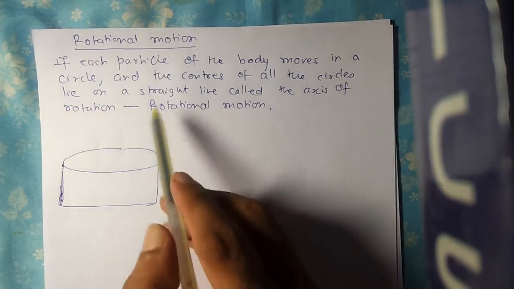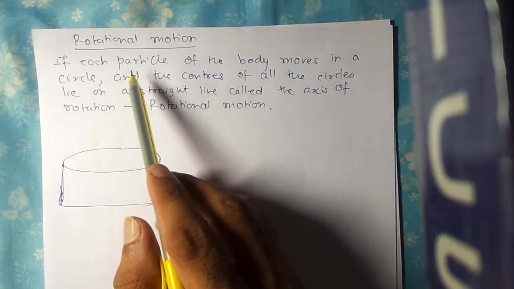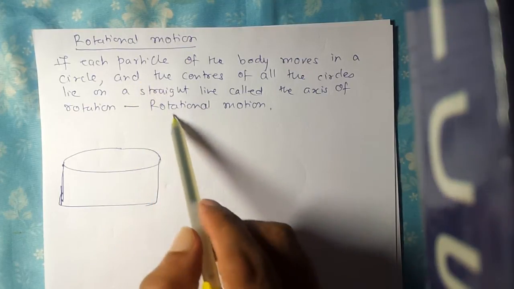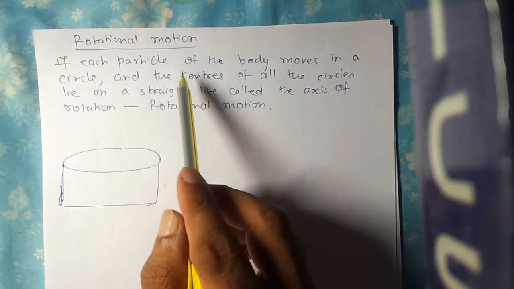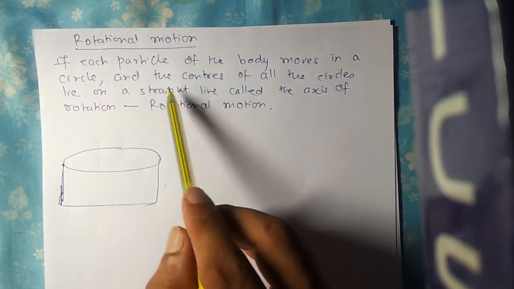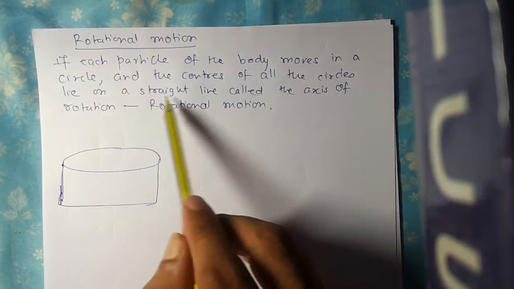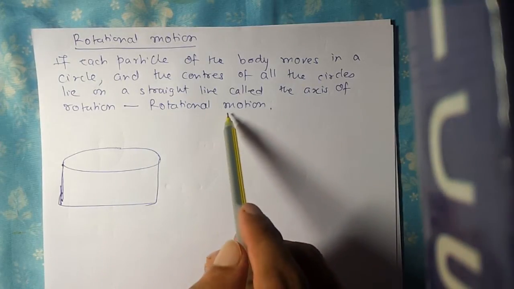Okay, in the previous video we had a brief introduction to rotational motion, and in this video we're going to first begin by looking at a formal definition of rotational motion. So this is the formal definition of a rotational motion. If each particle of the body moves in a circle and the centers of all the circles lie on a straight line called the axis of rotation, the body is said to be performing rotational motion.